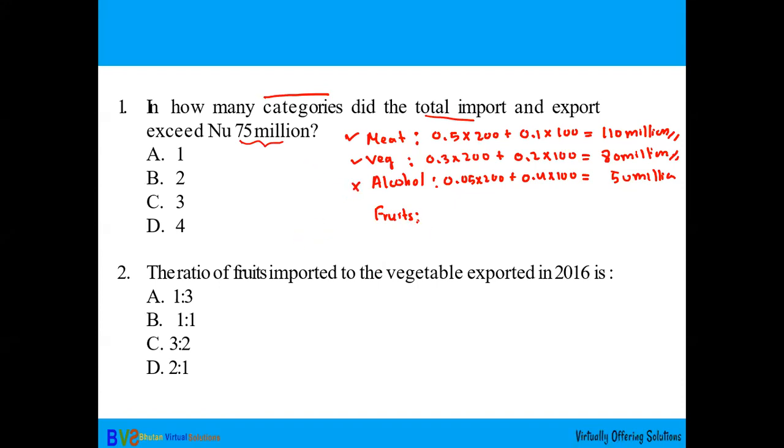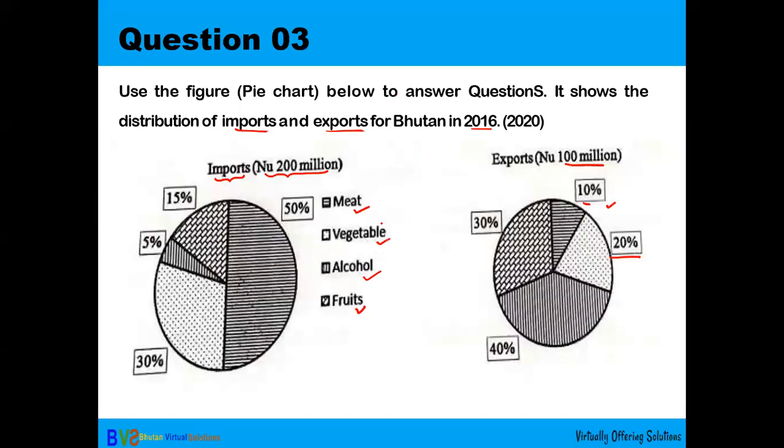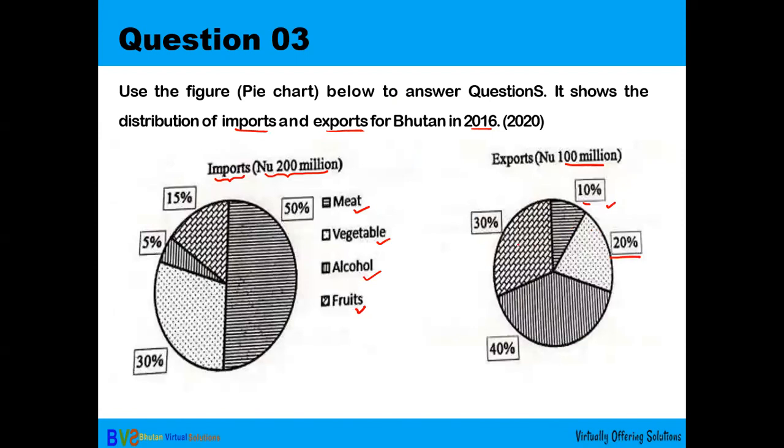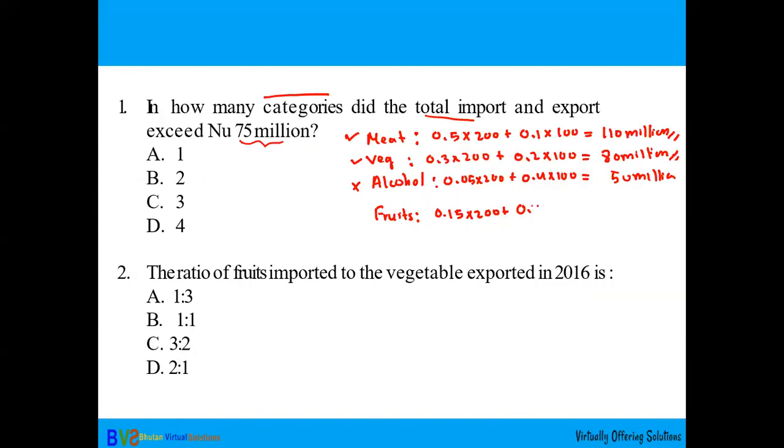Now let us solve for fruit also. Fruit import is 15%. So that is 0.15 times 200 plus export. Export is 30%, that is 0.3 of 100. So we have 0.15 times 200 plus 0.3 times 100, and you will get 60 million. Now 60 million is also less than 75 million, right? So this is not included.